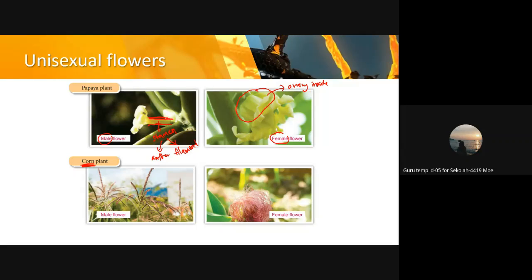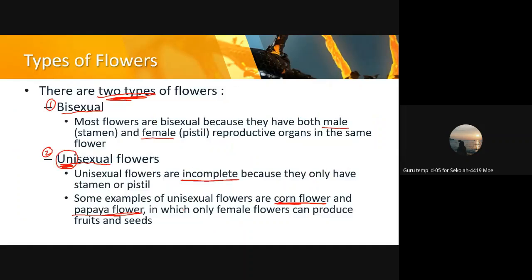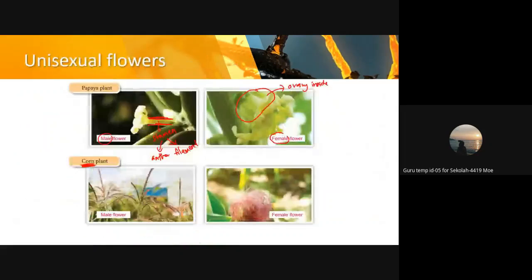For bisexual, one of the examples given in the textbook just now is hibiscus. What are the other examples of bisexual flowers? Do you know? Maybe you can note it down, because in the exam you may be asked what are some examples of bisexual flowers. One of them is hibiscus, and the others are rose, sunflower, tulip, and many more. You can Google it yourself.